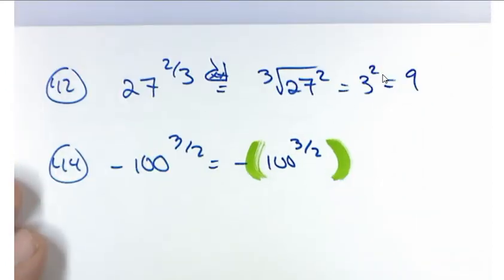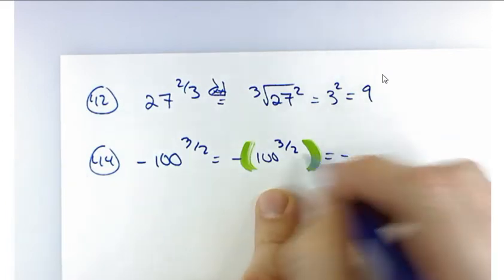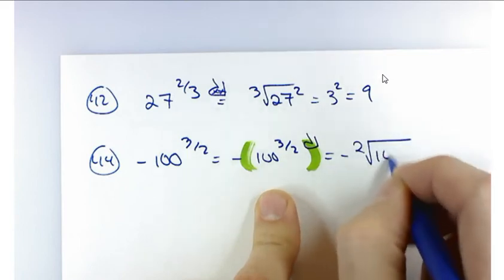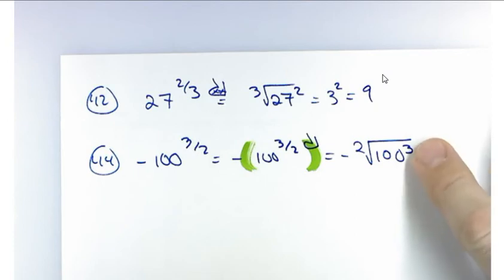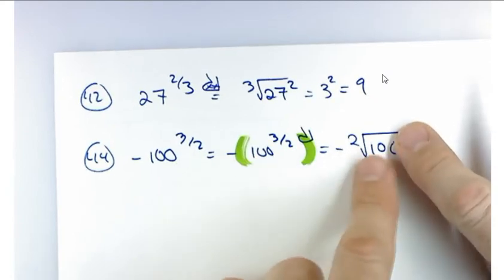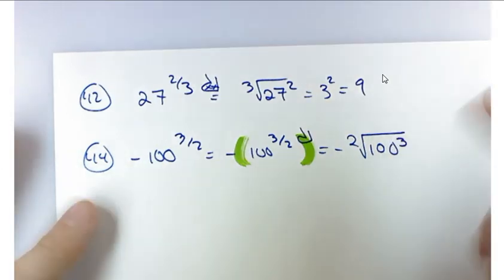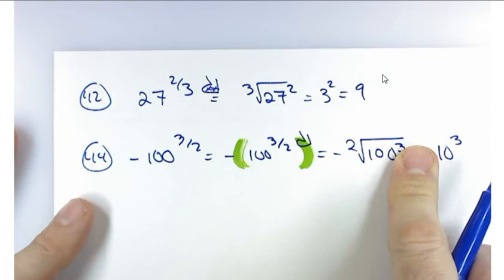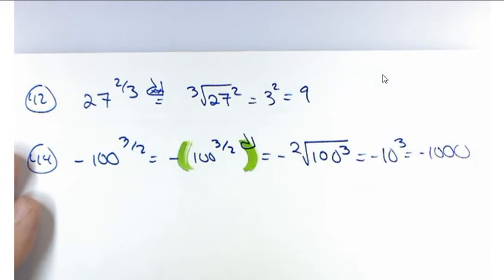As far as the second one's concerned, the negative stays out in front. This becomes the square root of 100 cubed. Now you could do 100 cubed is a million, take the square root of a million, but I think it's easier to do the square root first. Square root of 100, that's something we know: 10. So I get negative of 10 cubed. Now 10 cubed is 1,000. So it's just negative of 1,000. Yay.